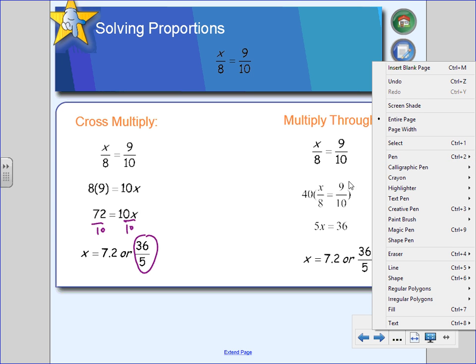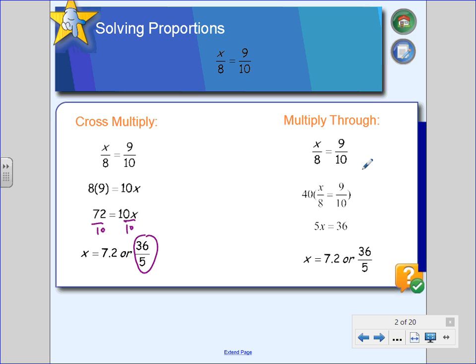There we go. So here this cancels out, so we're left with a 5 there for 5x. 40 and 10 cancel, and we're left with 4 up here times 4. So 9 times 4 is our 36. Divide both sides by 5, and we still get 36 fifths.